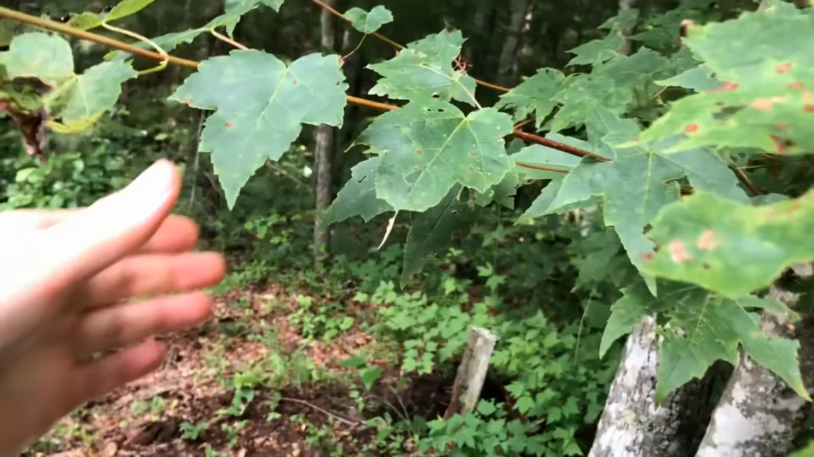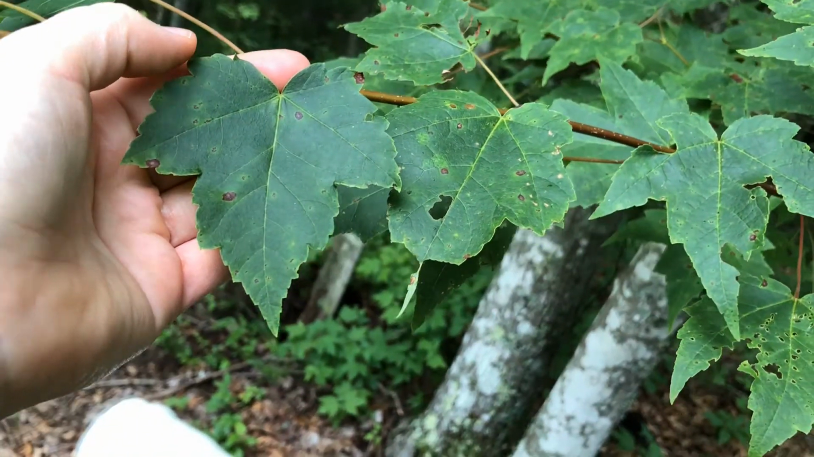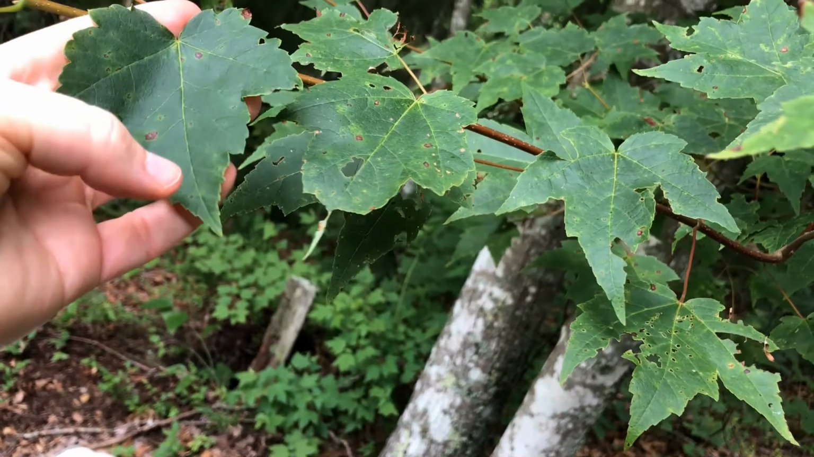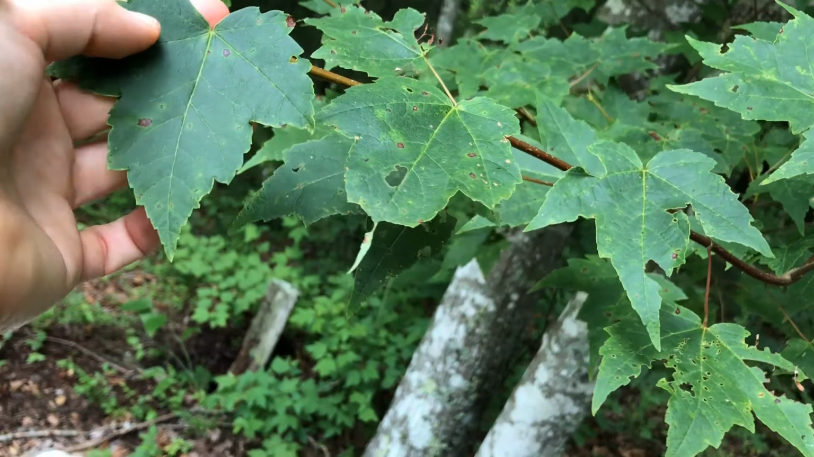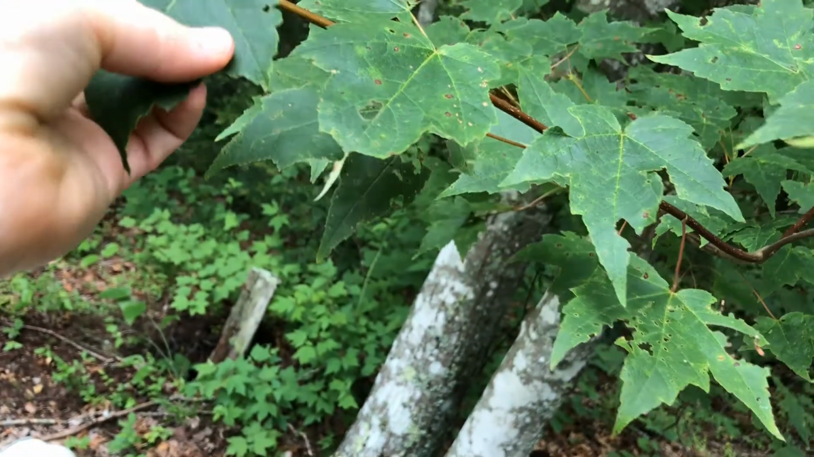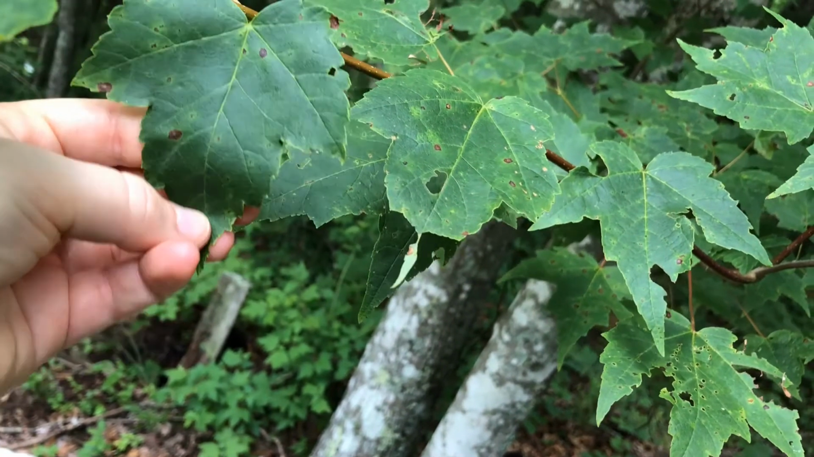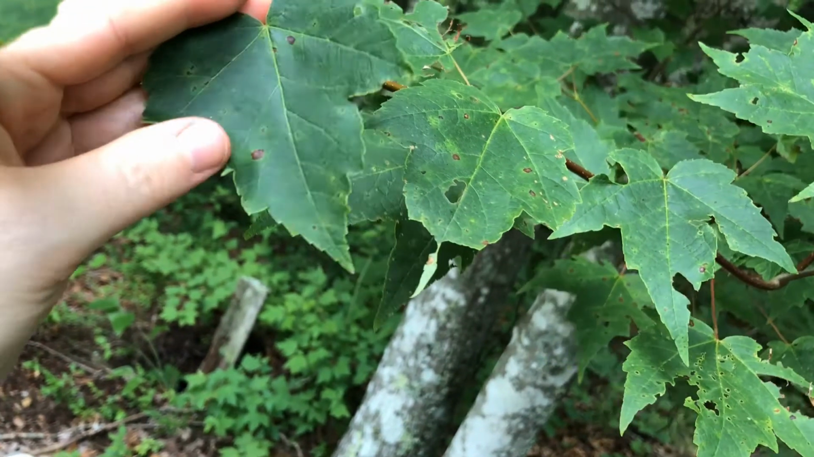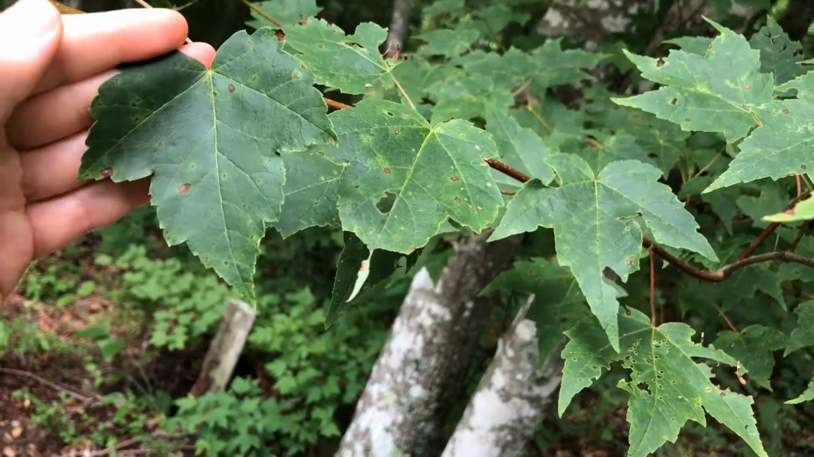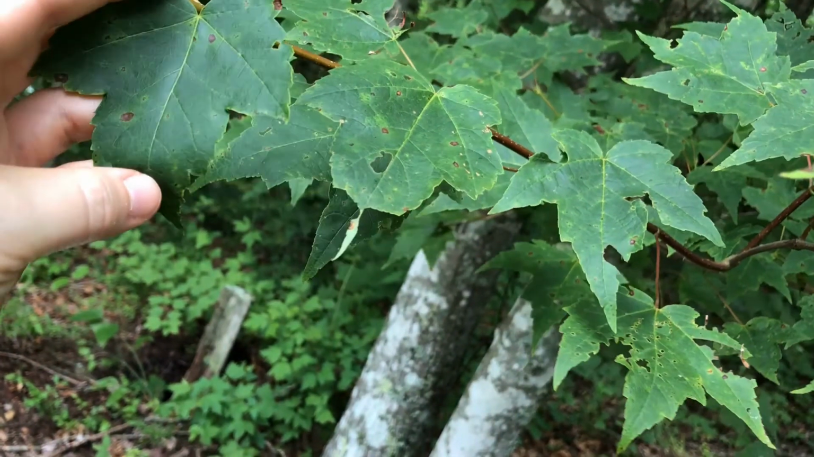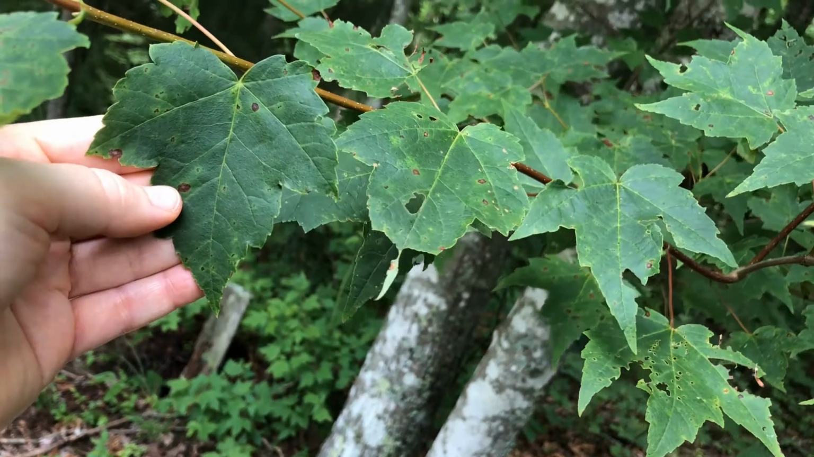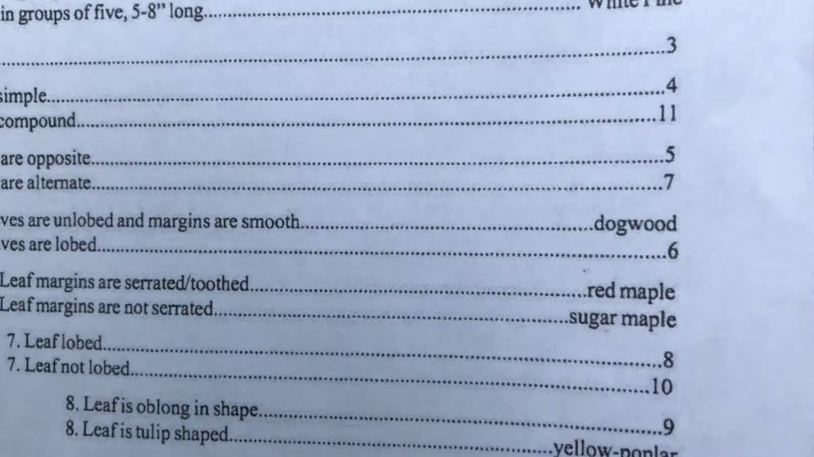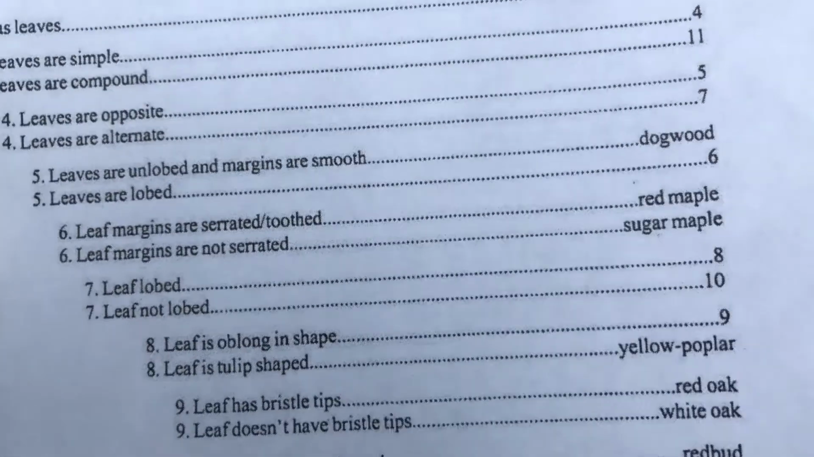So again, let's take a look at our leaf here. So your lobes are interruptions in that pattern of the leaf. So if it was a single lobe, it wouldn't have any of these edges coming off of it. This part is one lobe. So this one we can look at and tell that it has 3 different lobes on it, right? So for number 5, we can say that our leaves are lobed. And the dotted line directs us to go to question number 6.